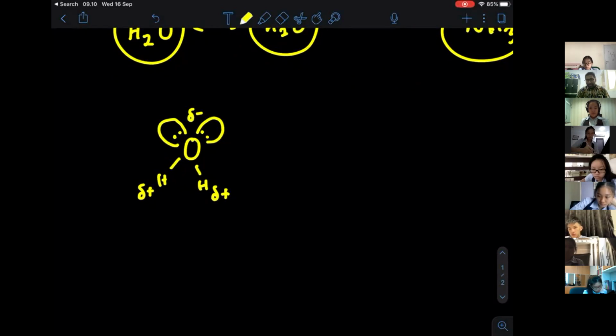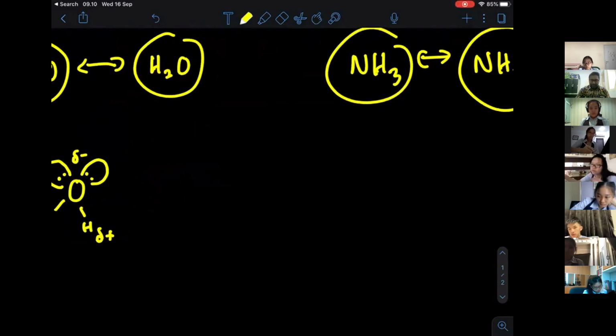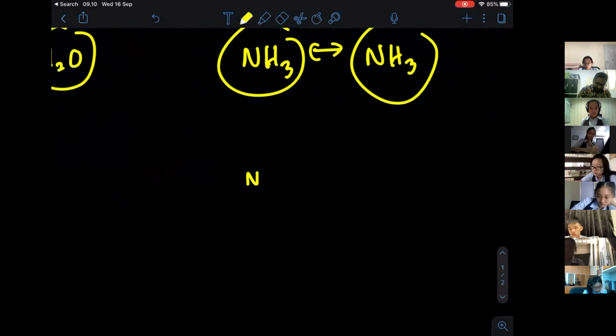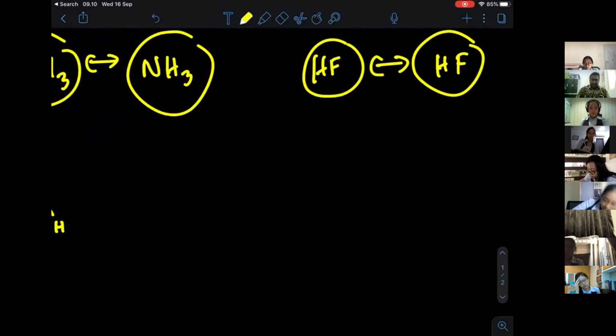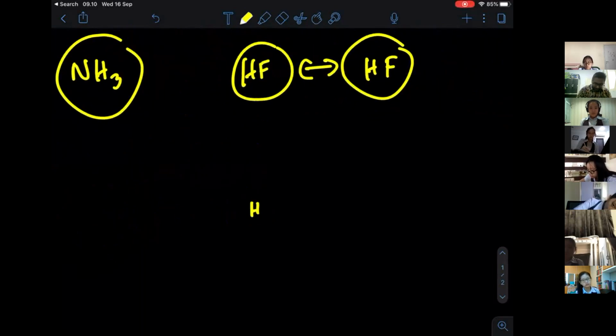If you have ammonia, the same thing, following what I did just now, this is the lone pair of electrons. It's not important, but you will see much more clearly if you draw it like that. And HF, take note, H is bonded with F, but do remember F has 3 lone pairs of electrons.